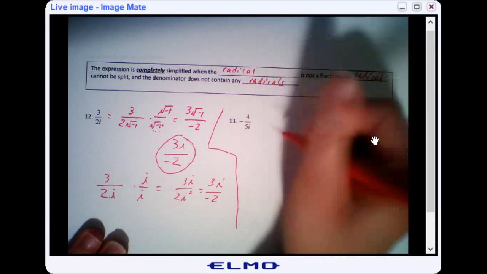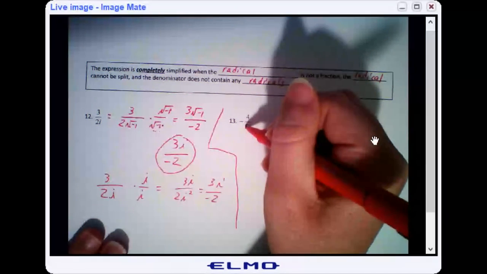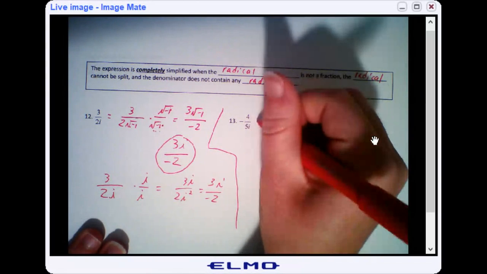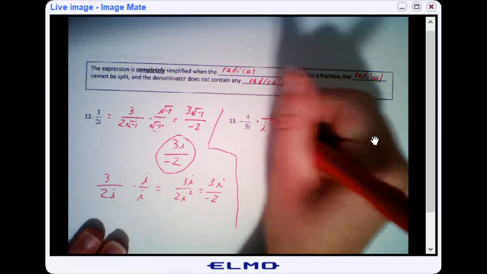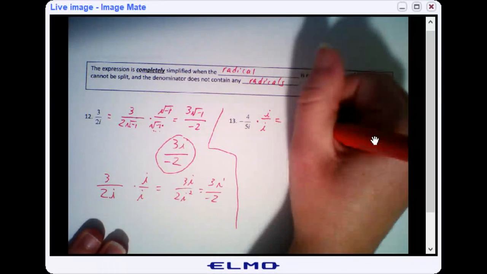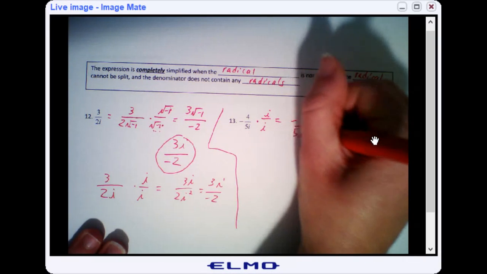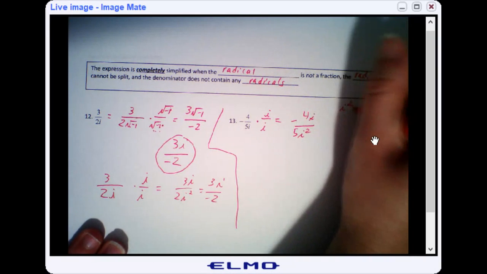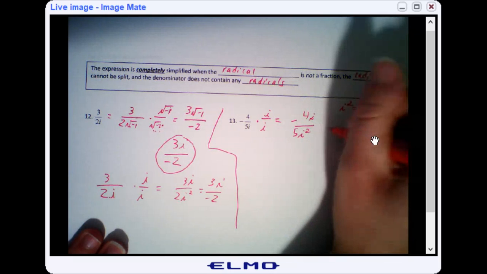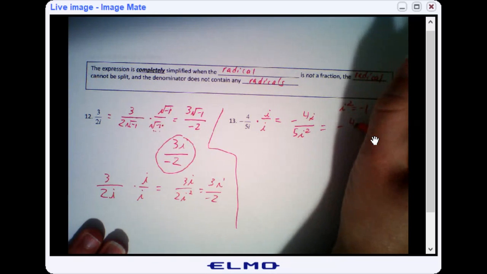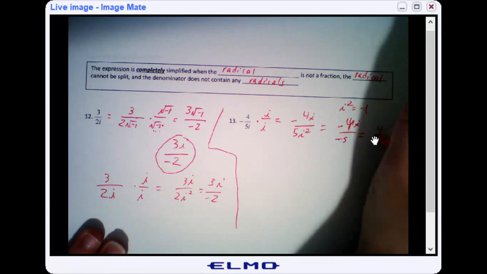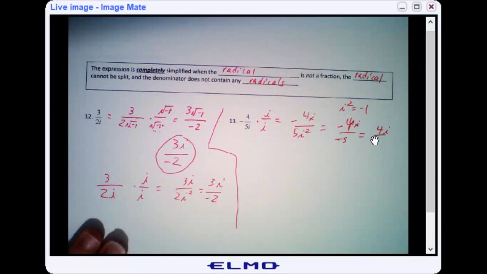So for 13, I got negative 4 fifths i. So I'm going to multiply top and bottom by i. So I'm going to get a negative 4i over 5i squared. I know i squared is negative 1. So that's like negative 4i over negative 5. And a negative divided by a negative is a positive. So we're just going to get 4i divided by 5.